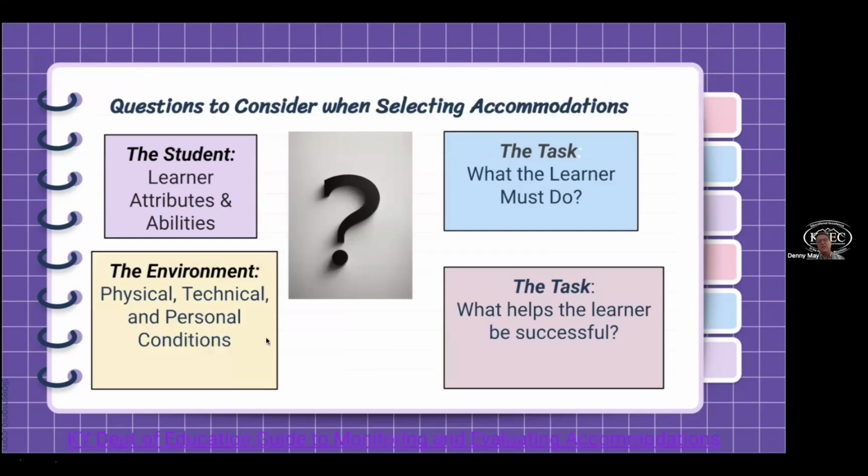And so on this next slide, here are some questions to consider when we select accommodations. One of the big things we really got to think about is, are we appropriately providing accommodations? And so when we choose accommodations, we look at the student and we look at their learner attributes and their abilities. We look at the environment to see if the environment's conducive to them being able to demonstrate what they know, and then the task, what the learner must do in order to demonstrate or show what they have learned, and what helps the learner be successful. So I want you to think about those questions as we move through.